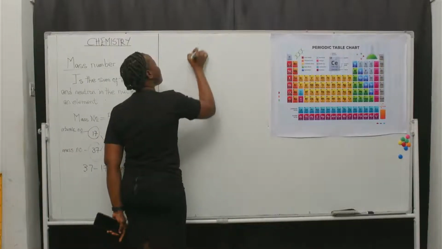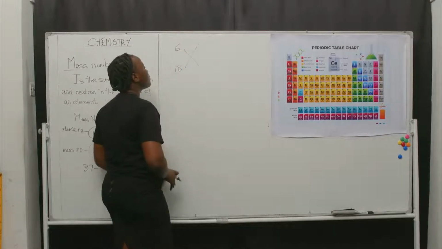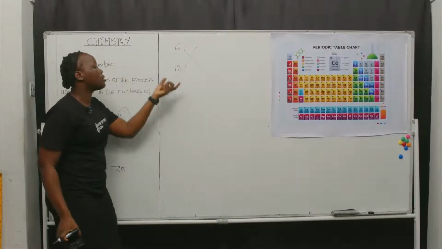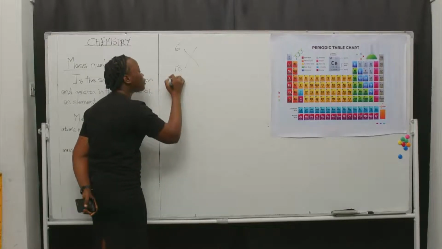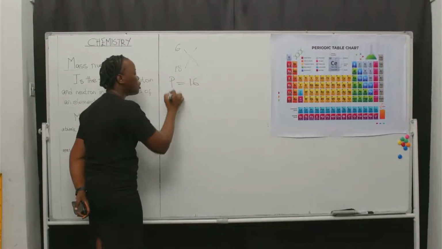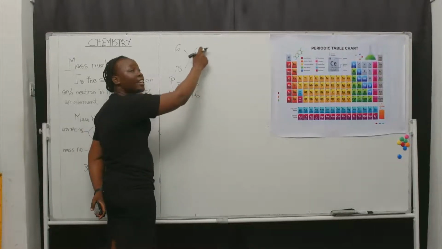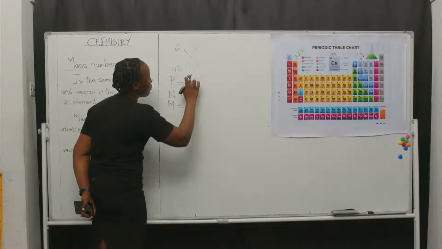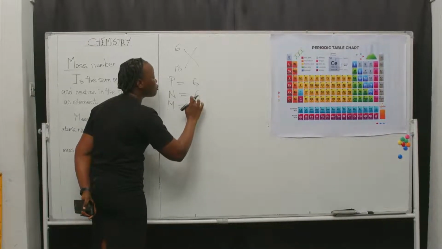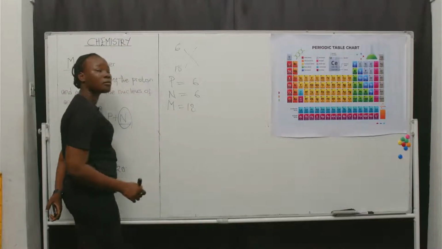Another element, 6 and 18. I know this is my atomic number and I know this is my mass number. This is neutrally charged. So proton number is 6. Electron is also 6 because it doesn't carry any charge. Whereas the mass number is 18.